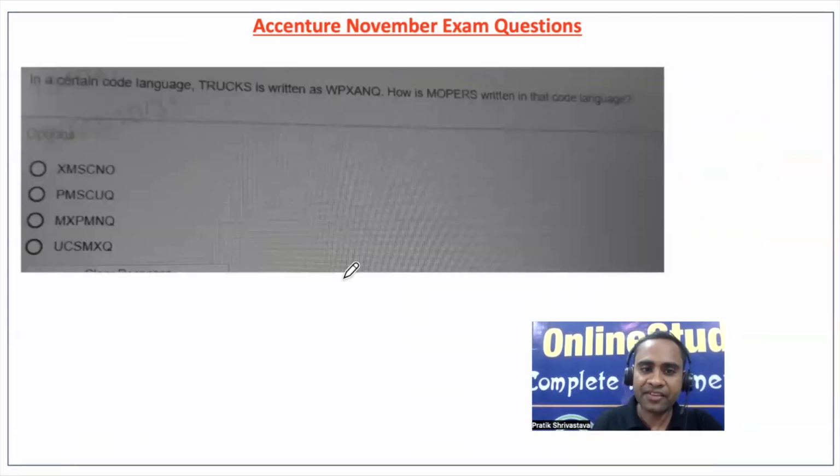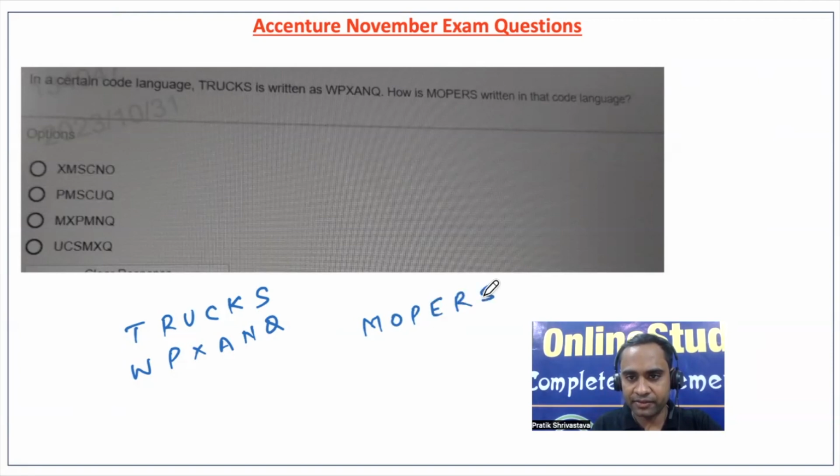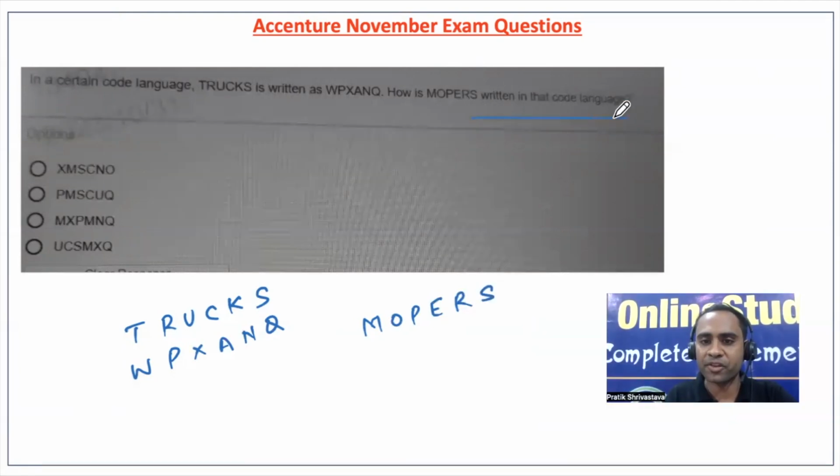Now, in a certain code language, trucks is coded as WPXANQ. Then how will MOPERS be written in that code? First, try to analyze here. For analyzing, you need to remember the positions.